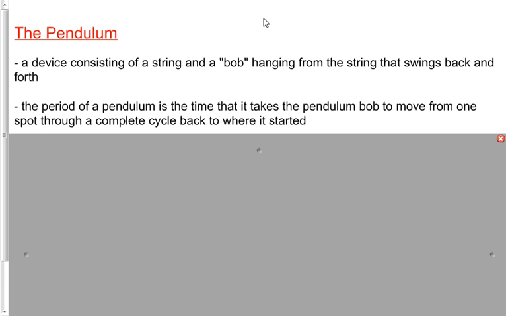And the period of a pendulum is the time, of course, that it takes for one complete cycle. But we've got to remember that the time for one complete cycle is measured from the starting position back to that same starting position. A lot of people will look at the pendulum and say, okay, start, that's one complete cycle. But it's not. That's half a cycle. That's not repeating itself. You've got to go back to the starting position. So it's the time that it takes the pendulum bob to move from one spot through a complete cycle back to where it started.